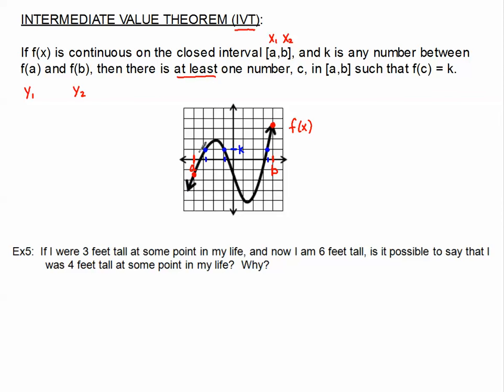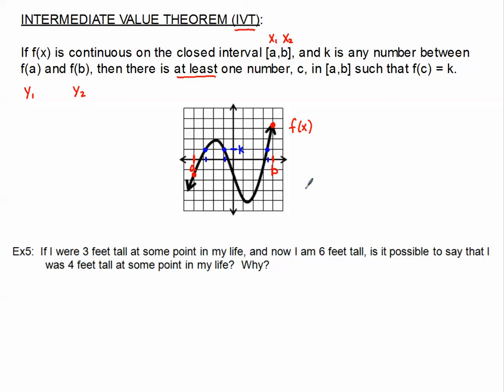So again, as long as we have a continuous curve and it's on a closed interval, then as long as k is somewhere between f of a and f of b, there has to be at least one value in the domain between a and b that plots to that output of k.